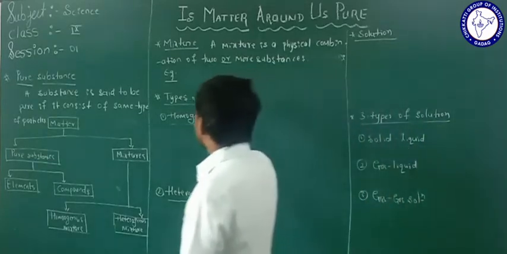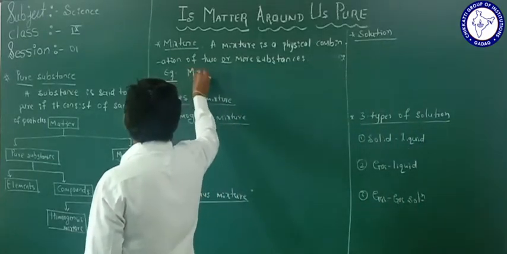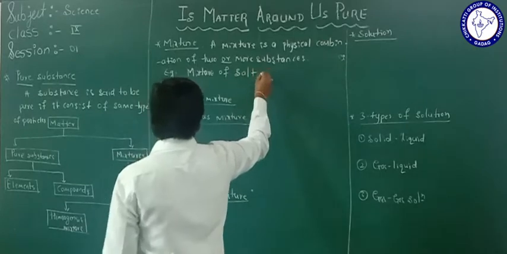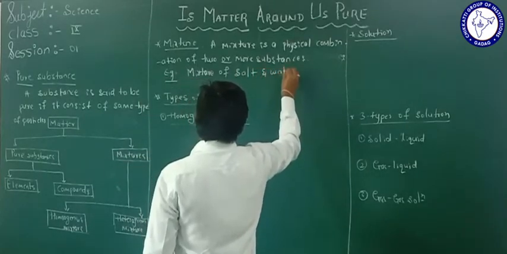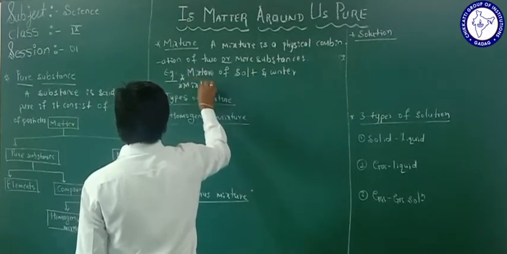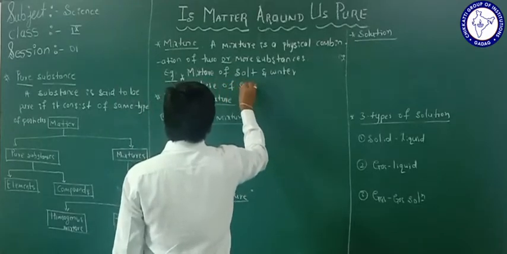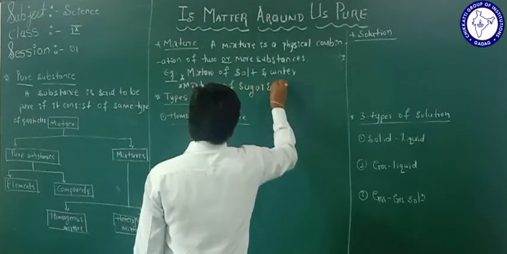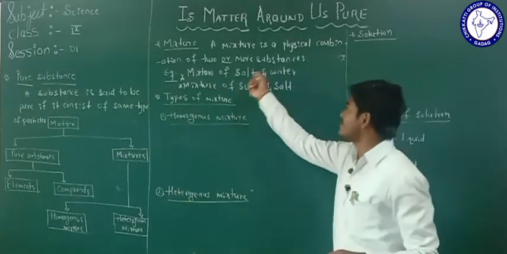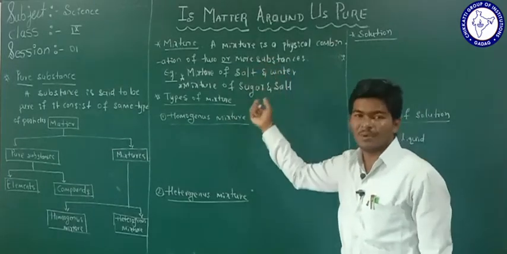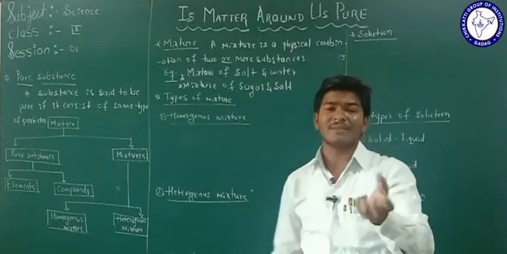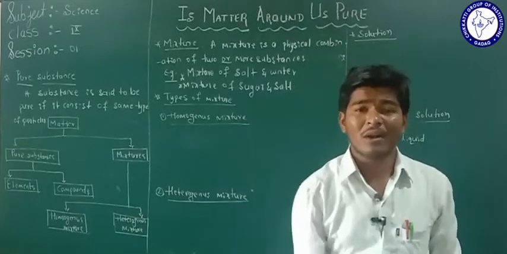I am considering one example: a mixture of salt and water. You can take any example, such as a mixture of sugar and salt. Here a mixture of salt and water is one type of mixture. It is not a pure substance because the water consists of salt. If you take a water bottle, it is a pure water bottle. Why? Because it consists of only water molecules, isn't it?